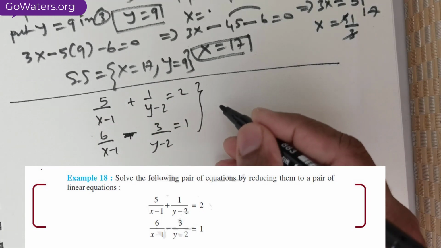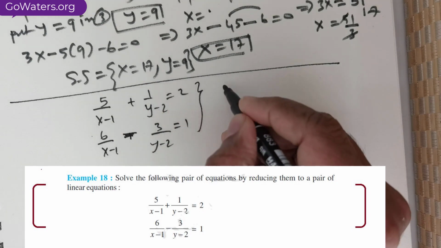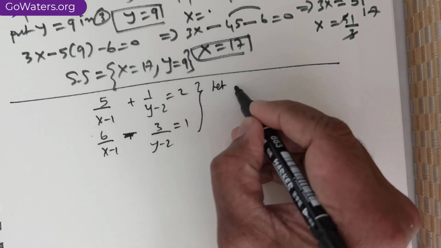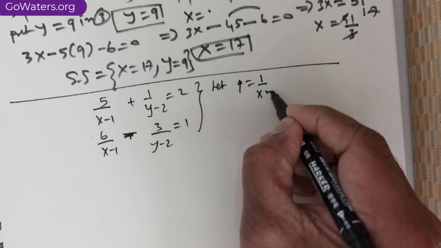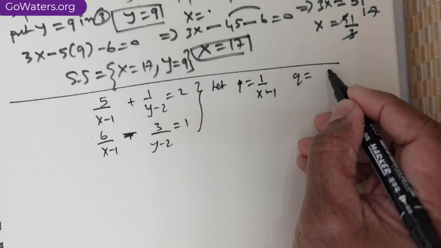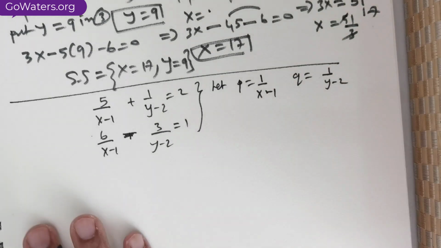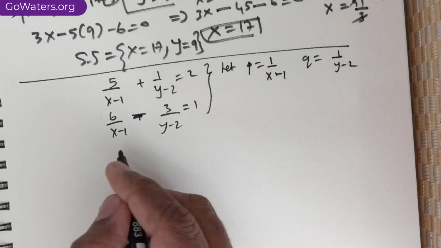Now what we are going to do is convert this into a linear system. For that, I'm going to let p be equal to 1 over x negative 1, and q be equal to 1 over y negative 2. So you will understand why I'm doing it in this fashion.